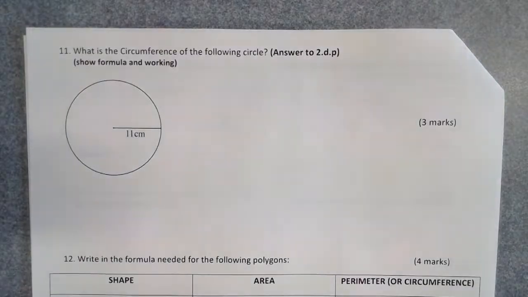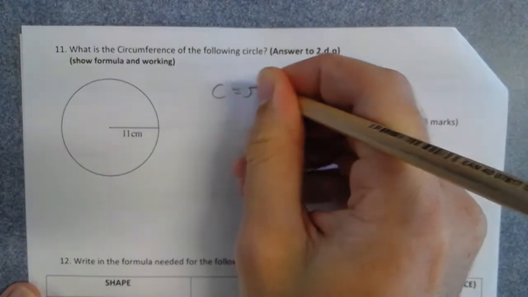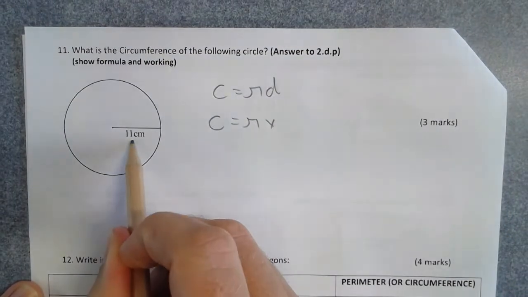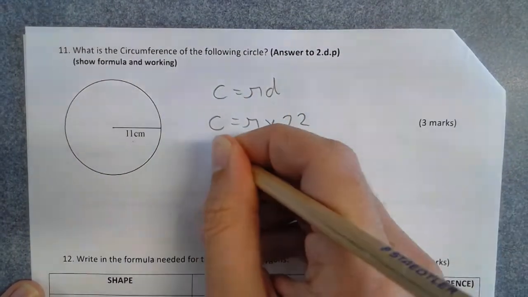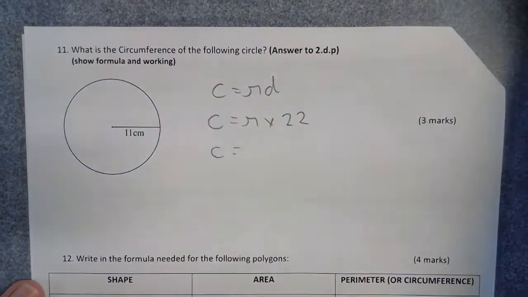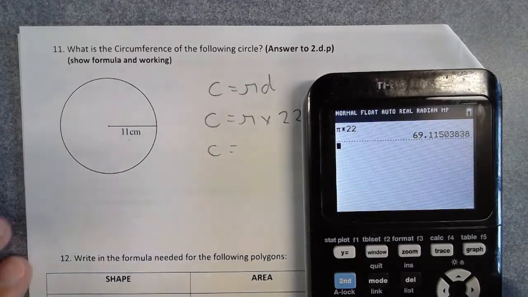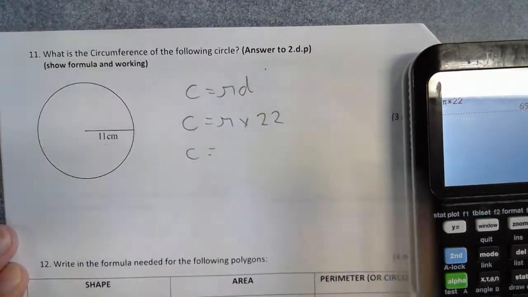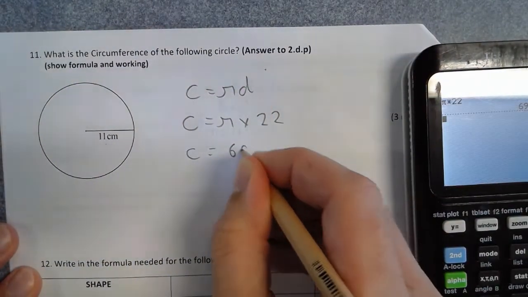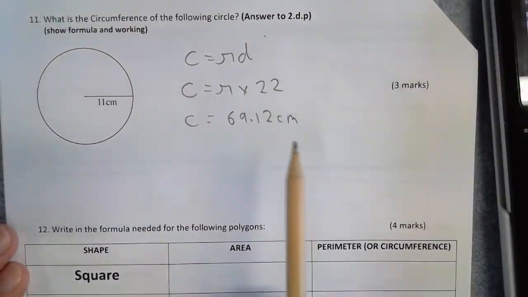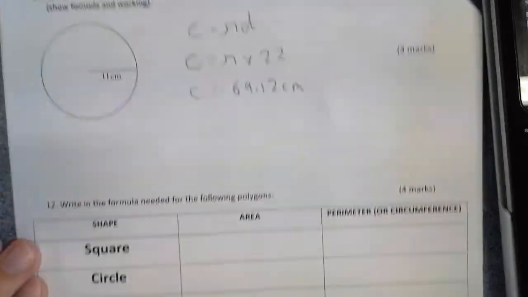All right. Question 11. What is the circumference of the following circle? The circumference of a circle is pi d, or 2 pi r. So it's pi multiplied by 22, because the radius is 11. Now you need your calculator here. So I'm typing in pi multiplied by 22. Now because it says answer to 2 decimal places, that gives us 69.12 centimetres. Only centimetres because it's not an area, it's a length.